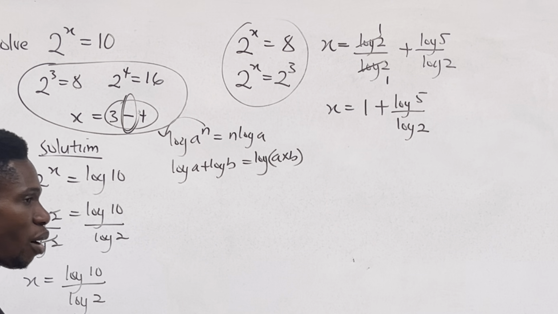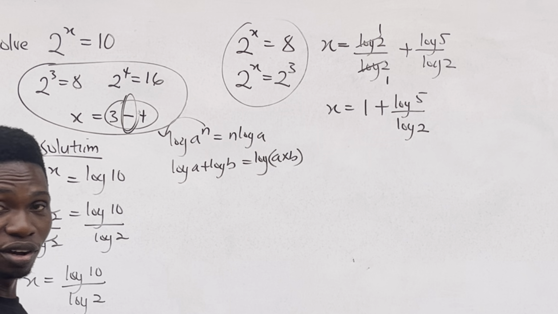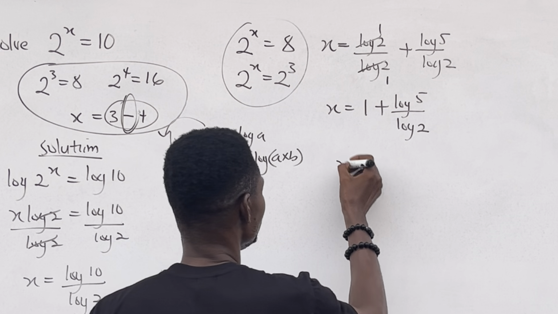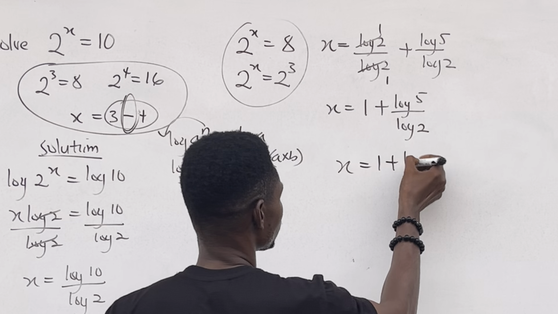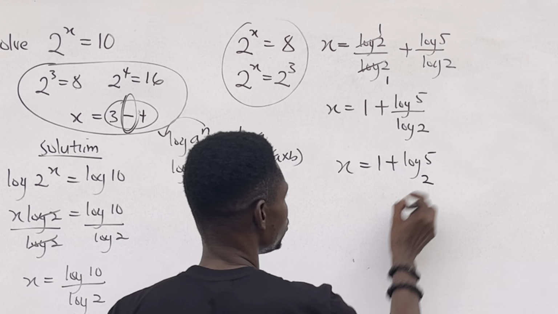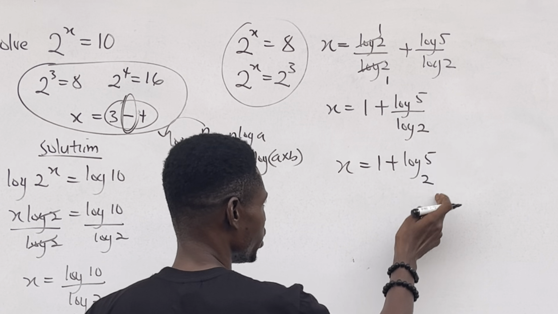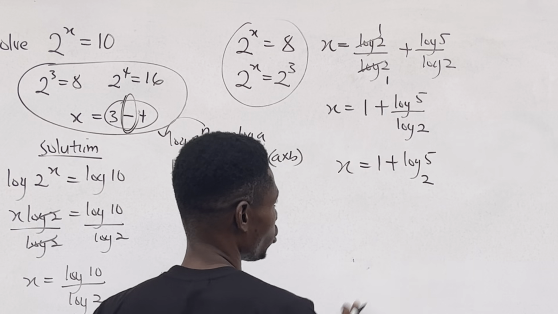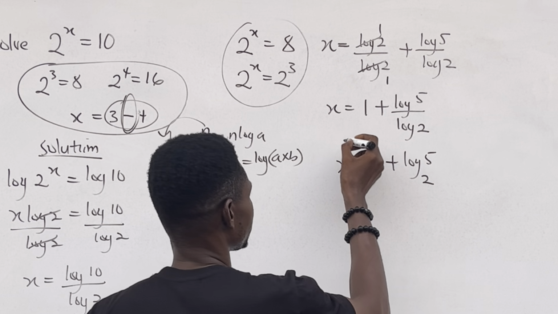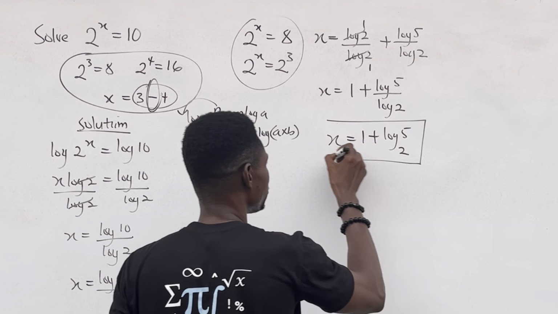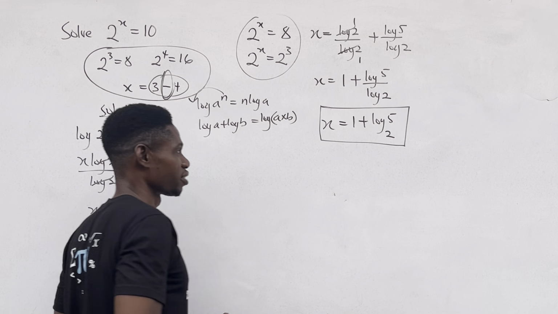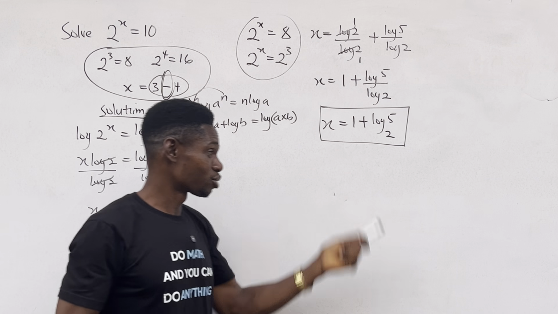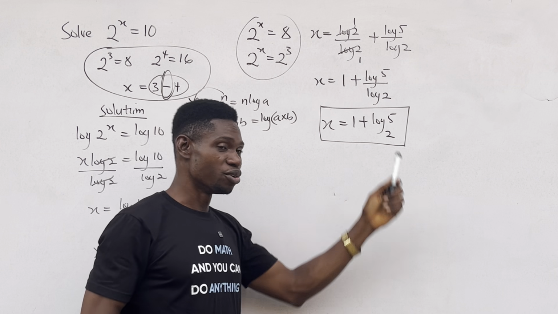Now, if you remember our change of base in log, it can allow us to do this. So x equals 1 plus log 5 base 2. So log 5 base 2 is log 5 over log 2. And this is our value of x. So we cannot simplify this further, so we'll stop here, and this is our value of x.